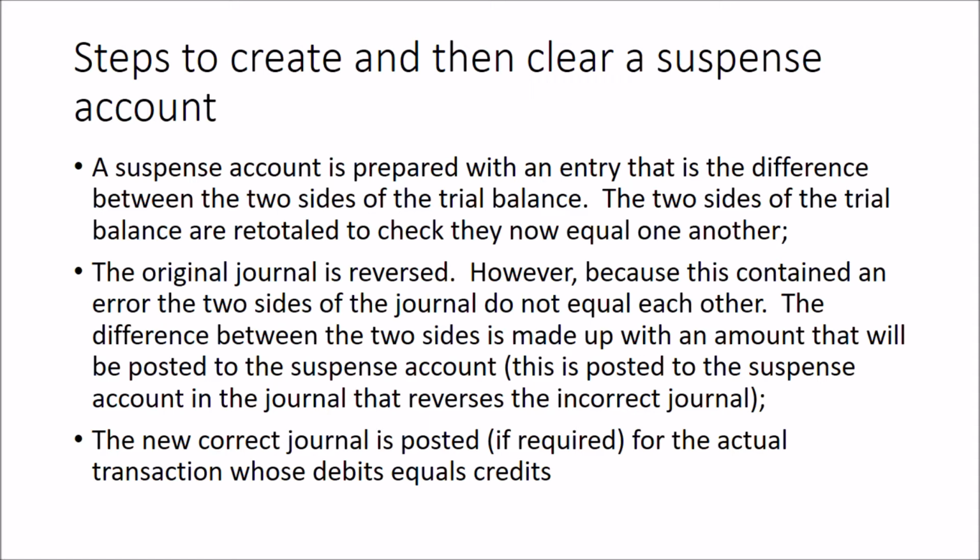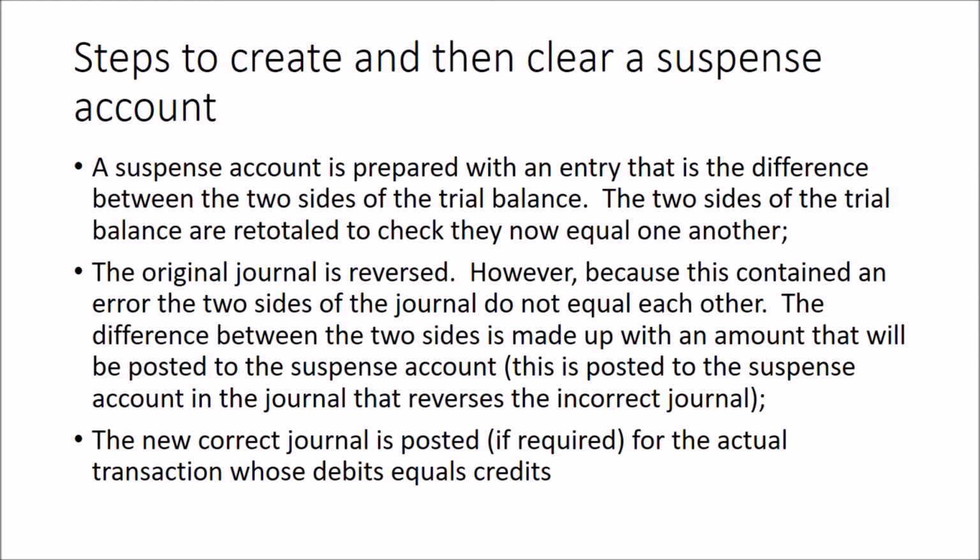The two sides of the trial balance are retotaled to check that they now equal one another. The original journal, or typically in the exam two journals, is reversed. But because that contained an error, the two sides of the journals do not equal each other. You're not going to post a journal whose two sides don't equal each other. The difference between the two sides is made up with an amount that we post to the suspense account. Then the new correct journal, now that we've reversed the original incorrect journal, is posted, if required, for the actual transaction whose debits equal credits.